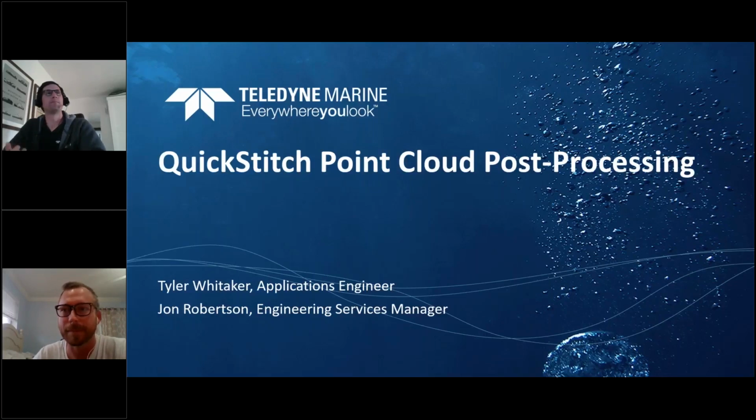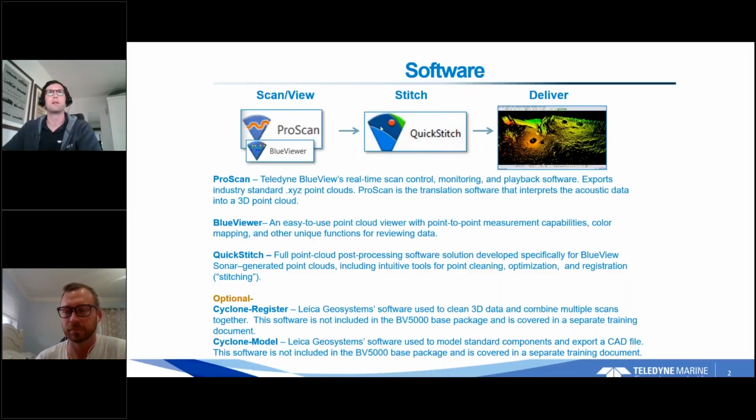All right, thanks guys. So yeah, I am going to jump right in here because there's a lot to go over. Today we're just going to be reviewing point cloud post-processing. So up until this point, we've discussed for the 3D product, the BV5000, the hardware itself, ProScan, which is the data acquisition, and now point cloud post-processing. So as I just mentioned, we can see the software data flow here. Last week we discussed ProScan. You can go back and watch that if you missed it. And now we're here on Stitch or registration or post-processing, whatever you want to call it. And then of course your final deliverable, which is generally the point cloud.